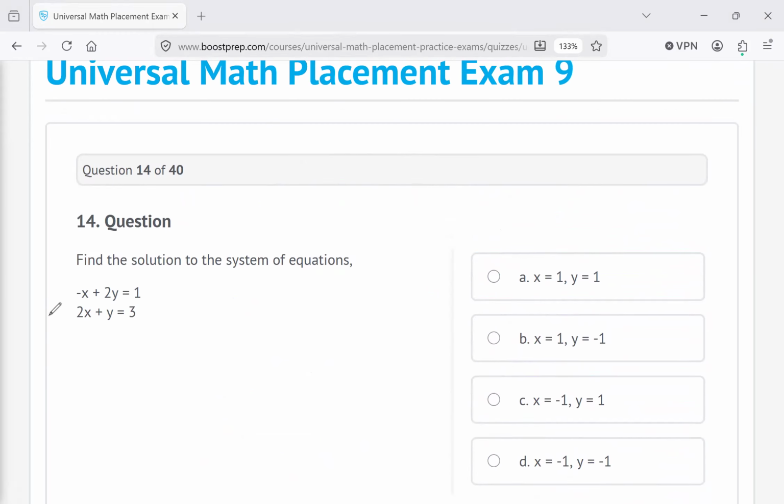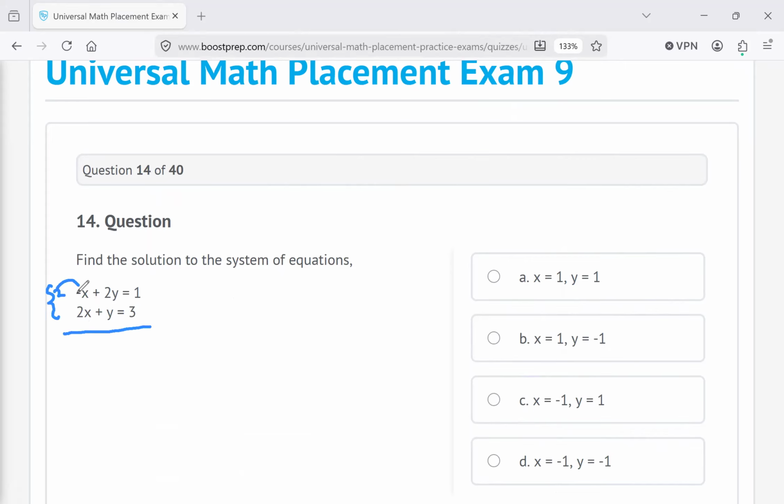Question 14, find the solution of the system of equations. You can do elimination. I'll do that real quick, but you can also test each one, and if the left equals the right on both equations, that's the one. But I'm just gonna do elimination, and I'm going to get rid of the x. So to get rid of the x, I'm gonna multiply the first equation by 2.